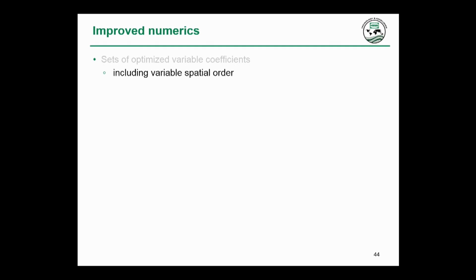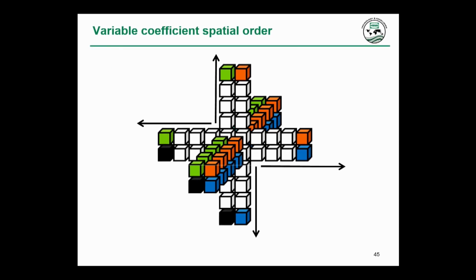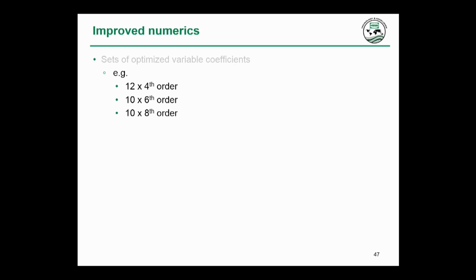And so that includes variable spatial order. So if we go back to this cross stencil, if you had, for example, slower velocities, maybe you want to increase the order you're using, or with faster velocities, you'll decrease. So you could get something with like 12 fourth order, 10 sixth, 10 eighth order, for a total of 32 sets of coefficients that you choose from before you run the wave propagation, of which one you want to use.